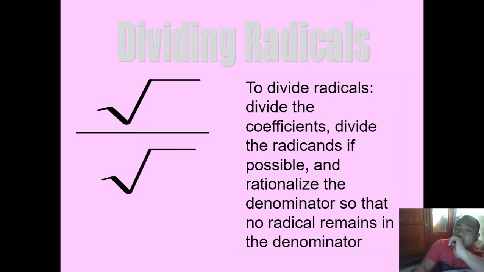How about divide? To divide radicals, divide the coefficients, divide the radicands if possible, and rationalize the denominator so that no radical remains in the denominator. What is square root of 56 divided by square root of 7? That means we just divide, because they have the same index. Just divide 56 by 7, which is square root of 8.